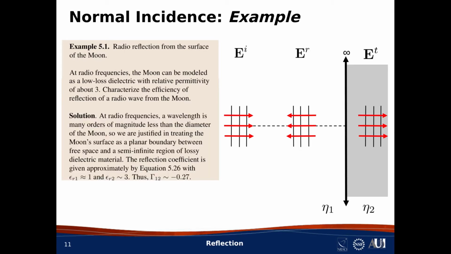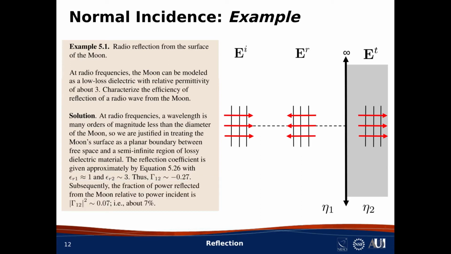Here's the calculation. It's just a matter of plugging in values to the expression on the previous slide. You find gamma sub 1, 2 equals minus 0.27. This means that the magnitude of the reflected electric field intensity is equal to 0.27 times the magnitude of the incident electric field intensity. The minus sign means that the orientation of the reflected field is opposite the orientation of the incident field. This normally happens whenever you encounter a material that has higher permittivity than the one you started in.